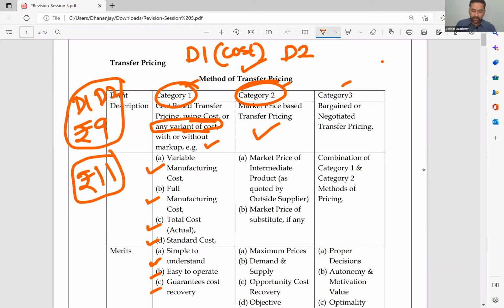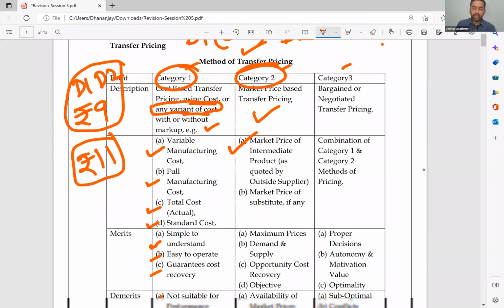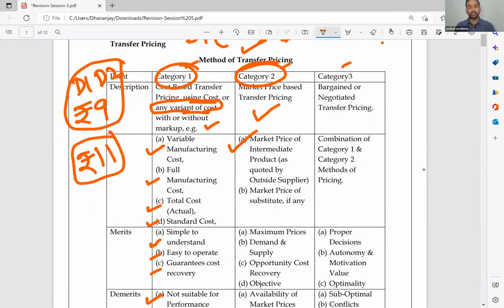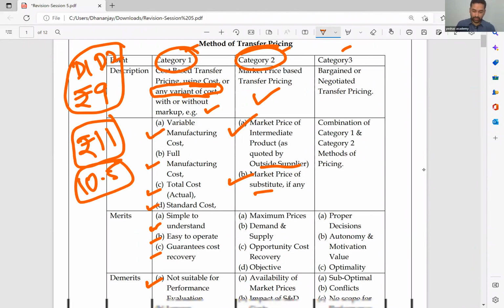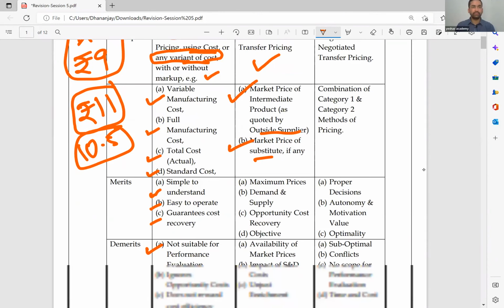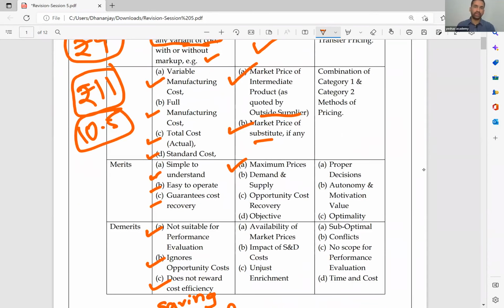See this here: market price of the intermediary product as quoted by an outside supplier, or market price of a substitute if there is any. If this item is too costly for the receiving department, can they go by an alternative? If yes, which is that alternative item? What rate? If that is available at 10.5, then 10.5 can also become a transfer price. Merits, a lot of merits. Number 1, maximum prices. Department 1 will not now cry that look, I am doing so much, I am not getting any reward, any recognition. You will surely get reward, you will surely get recognition. How?